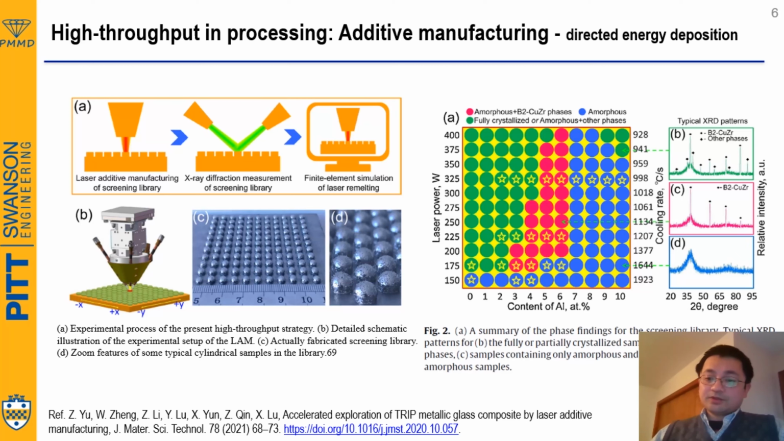Therefore, after deposition, people can do XRD to identify which region of the alloy composition is more preferred to form the amorphous phase. This is especially useful for additive manufacturing, because additive is a rapid cooling process. Metallic glass also requires rapid solidification. So this is an ideal case which people would like to explore.